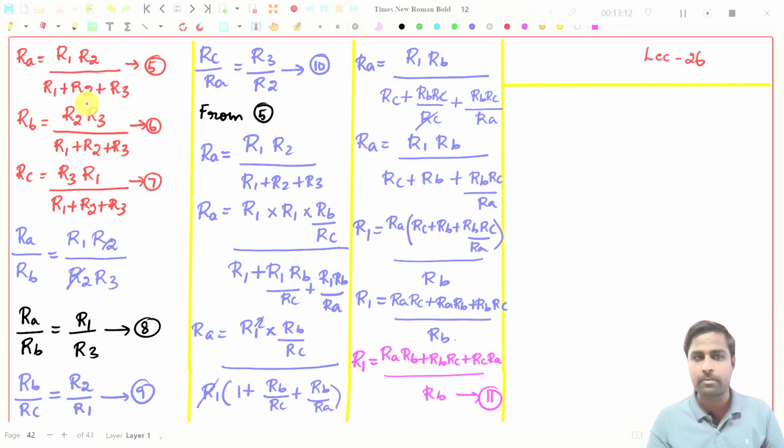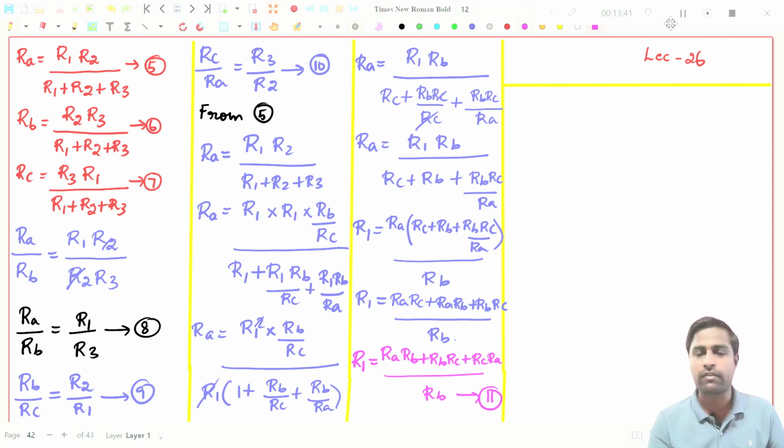In expression number 6, you keep R2 only. You don't do anything with R2, but instead of R1 and R3, you substitute these values, and you finally find what is R2. Right? And like that, you go for expression number 7. You just keep R3 as it is, and you substitute R1 and R2 with expressions 8, 9, 10 to get the value of R3. Right? Like that, you substitute and you find the values.